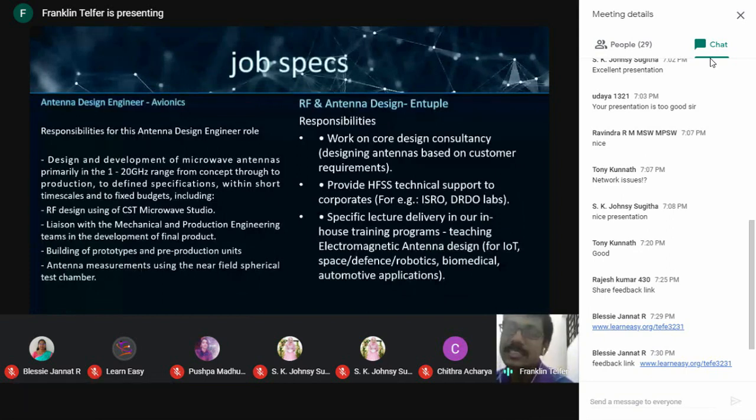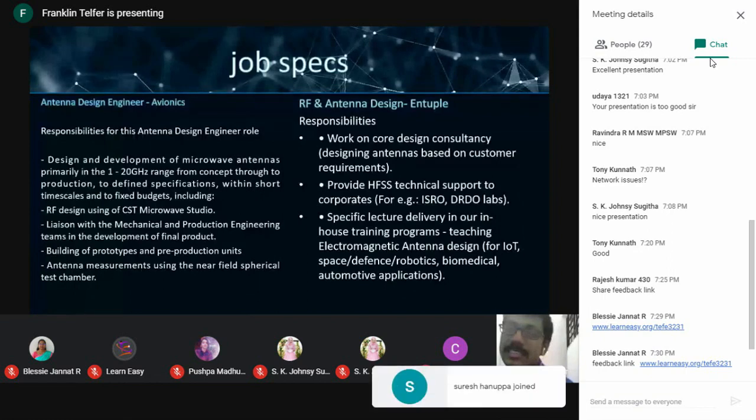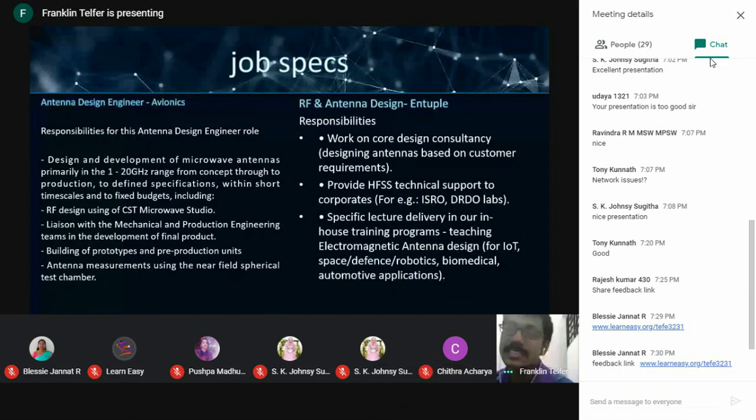Responsibilities you can see there: antenna design consistency based on customer requirements, and provide HFSS technical support. You see the word HFSS. This is a software I have told you about in the types of software, and what solvers you can use. The specific delivery is in-house training, teaching electromagnetic antenna design for IoT, space, defense, robotics, biomedical. So you should know how to design antennas related to IoT.